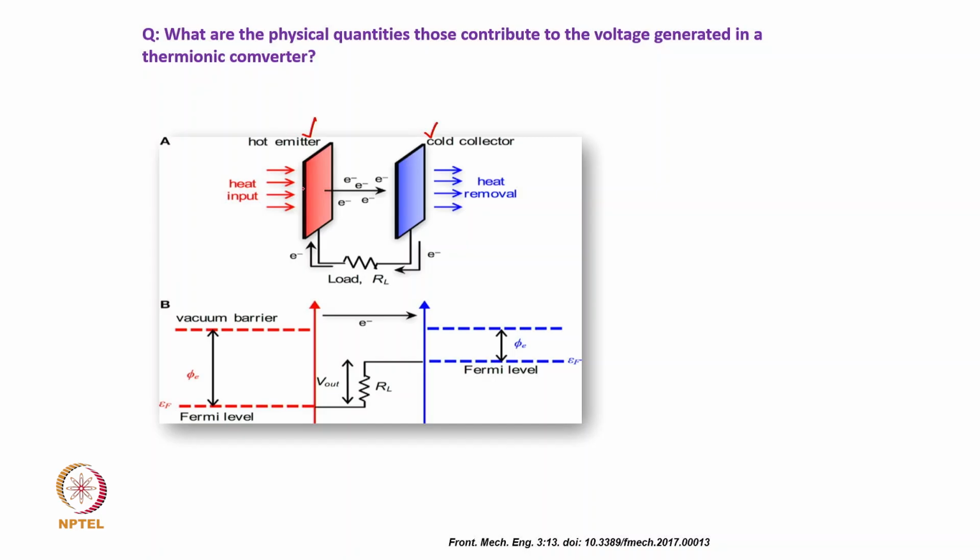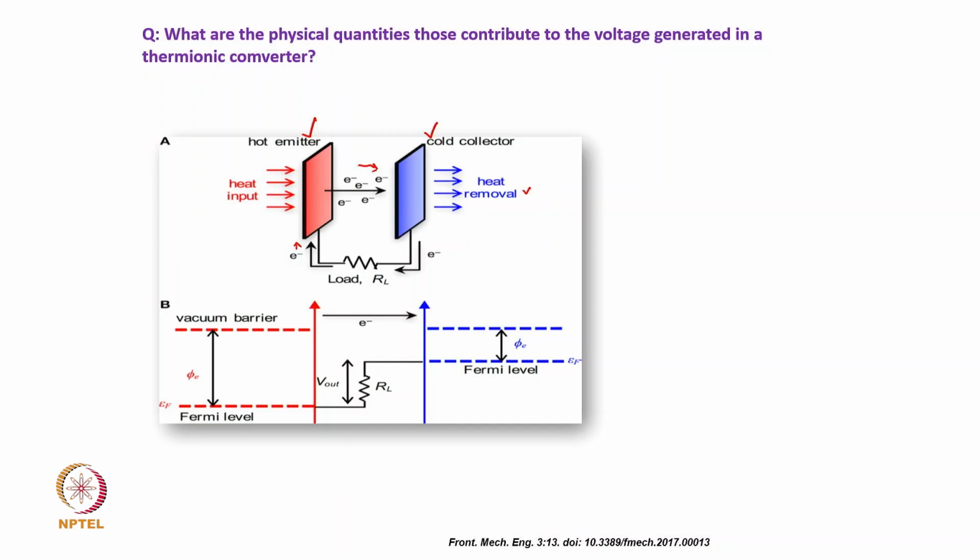So, this is the heat input, and the electrons are emitted by the thermionic emission process and go towards the collector, and there is a heat removal process here. Then these electrons are directed through this path, crossing a load R L, and then the electrons are back here again. By this process it generates a voltage.